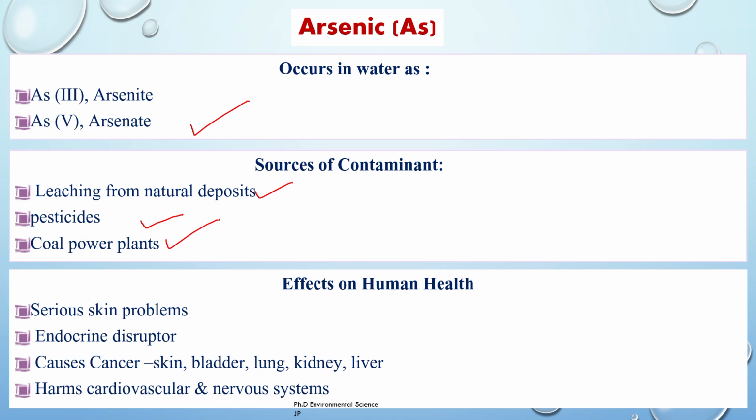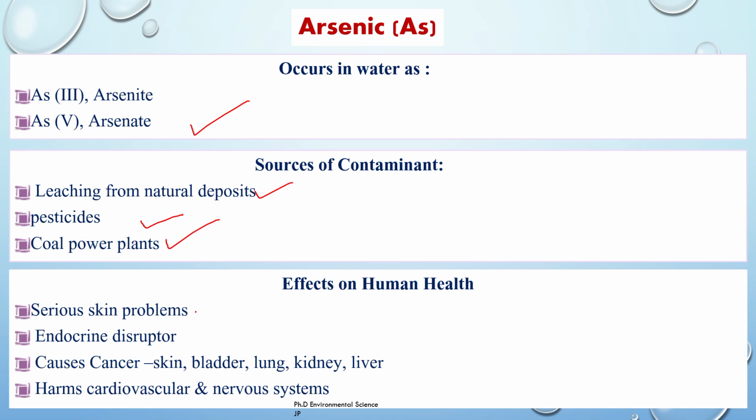Coal power plants. Coal contains trace amounts of arsenic. When coal is burned in power plants, arsenic can be released into the environment through emissions and ash. The disposal of coal ash, which contains concentrated levels of arsenic, can lead to groundwater and surface water contamination.